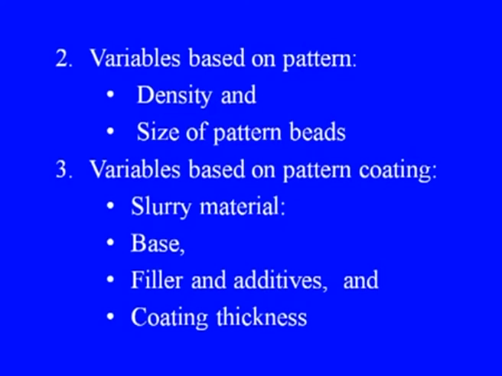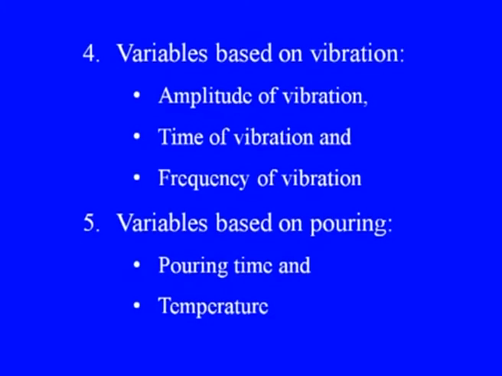The variables are slurry material, base, filler and additives, and coating thickness. The fourth category of variables are based on the vibration system. The variables are amplitude of vibration, time of vibration, and frequency of vibration. The fifth category of variables are based on pouring. The variables are pouring time and pouring temperature.